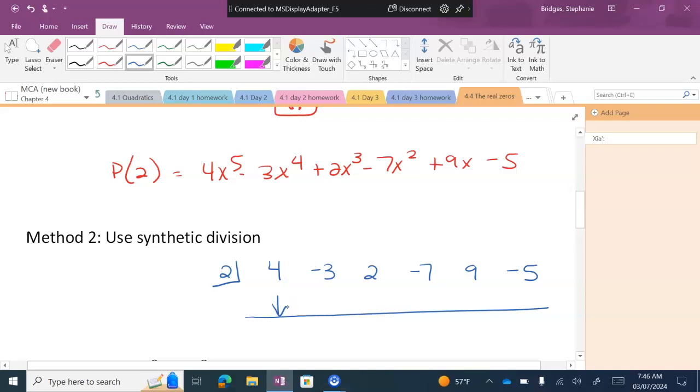Okay, so go through and work out your synthetic division, just like we did the other day. Bring the first term down. It's all the same thing. So this is the first one that we did. Does that work for everyone? Yes.